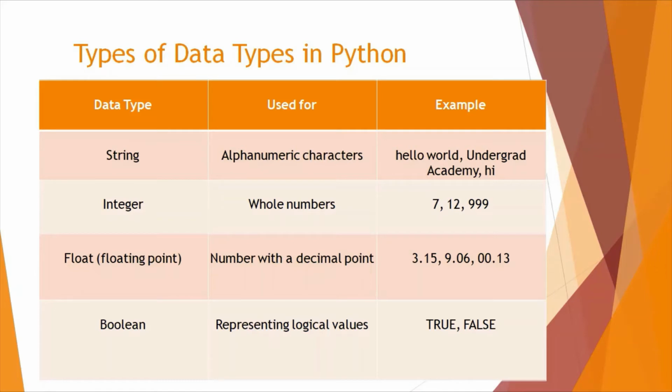Another data type is float, or the floating points. Numbers with a decimal point like 3.15 or pi, that is 3.14, 9.06, 0.13. Another data type is boolean, representing logical values like true or false. So let's have a look at all of them in our PyCharm.